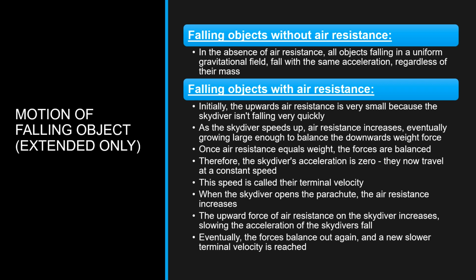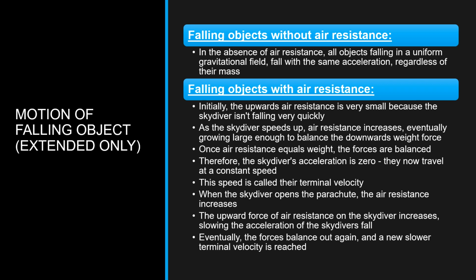And when the objects are falling with air resistance, initially the upwards air resistance is very small because the skydiver, let's take the example of a skydiver, isn't falling very quickly. So as the skydiver speeds up, air resistance increases, eventually growing large enough to balance the downwards weight force. So when both the air resistance and the weight are equal, when they are balanced, the skydiver's acceleration will be 0 and they will move at a constant velocity, and this constant velocity is called the terminal velocity.